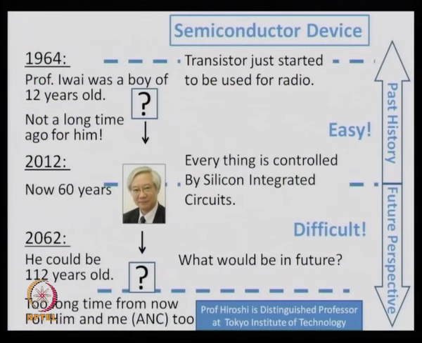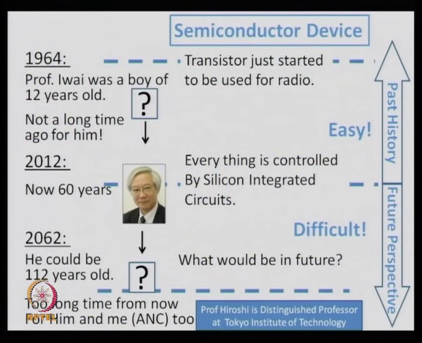So, what has happened in 64? Transistor just started to be used for radio. Yeah, most people thought amplifiers is all that you need, some small logic was made. And the history shows that this part was, though always novel, not very difficult. It was rather easier to actually achieve successes faster.